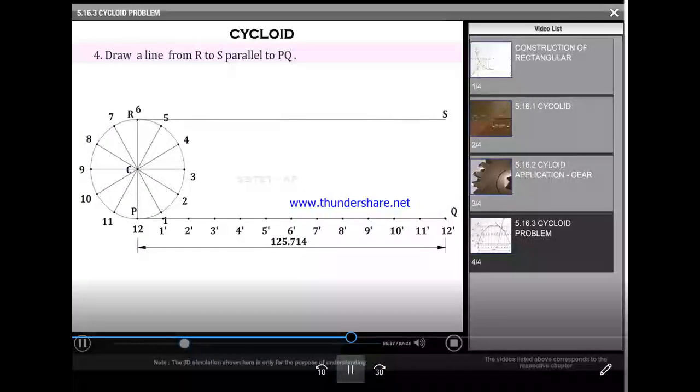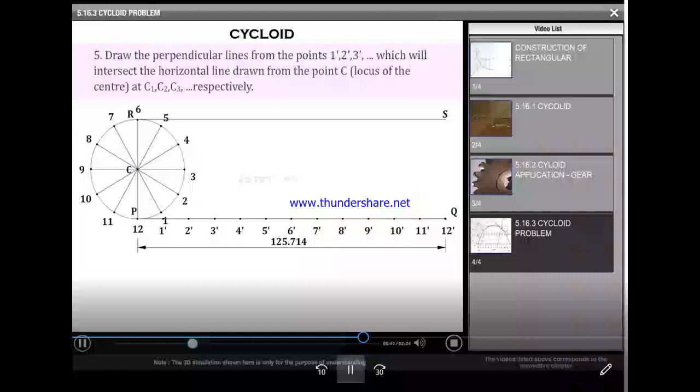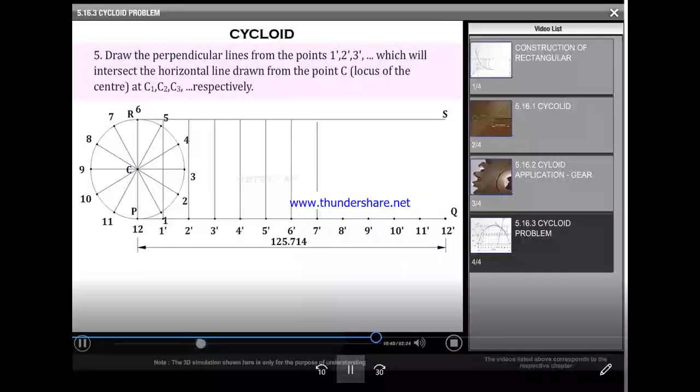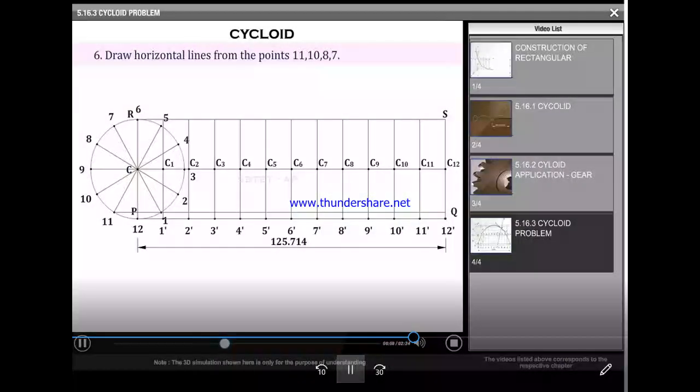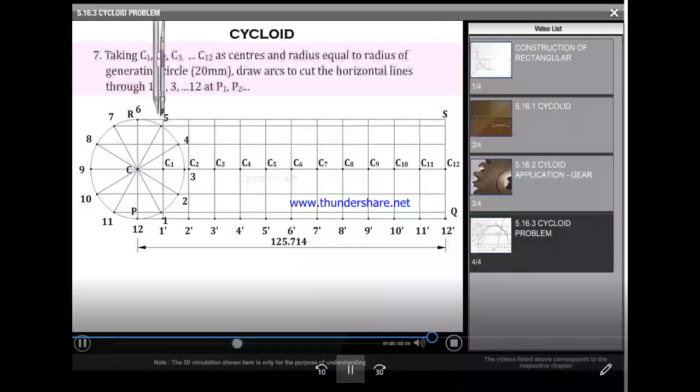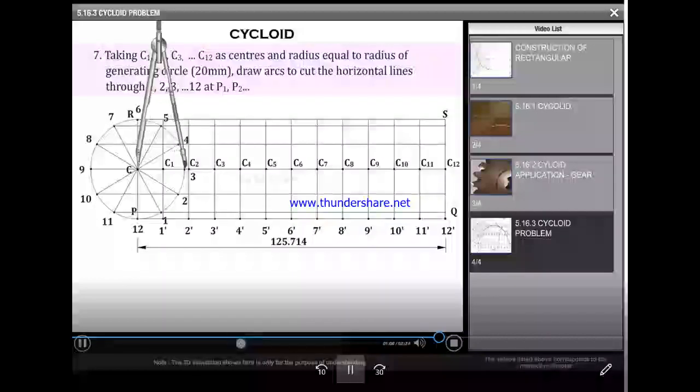Draw a line from R to S parallel to PQ. Draw the perpendicular lines from the points 1 dash, 2 dash, 3 dash, etc. which will intersect the horizontal line drawn from the point C at C1, C2, C3 respectively. Draw horizontal lines from the points 11, 10, 8, 7, taking C1, C2, C3, etc.